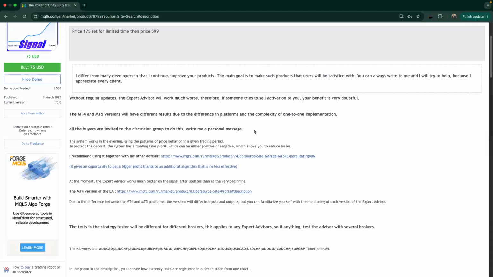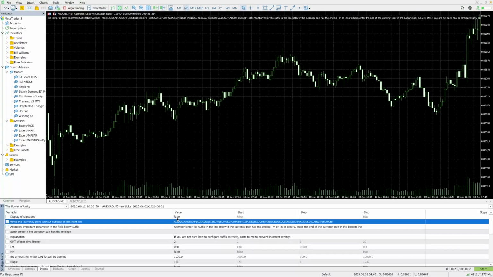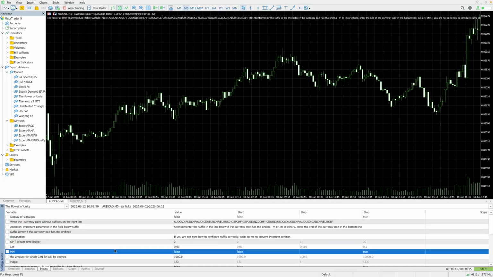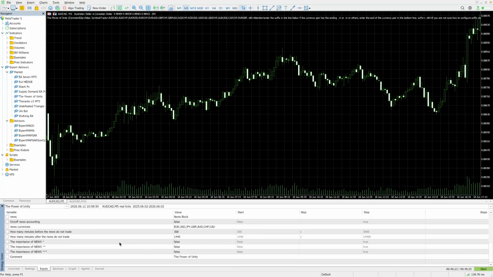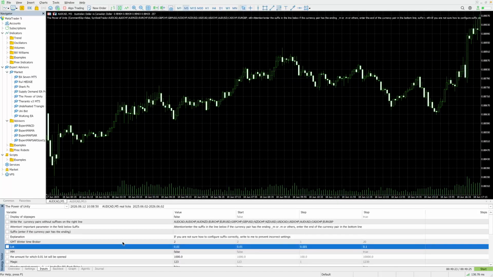But that's all from the developer, and let's talk about the key settings and the key features. We have a broad pair list for diversification, which you must actually put into consideration and write out like this. They have the news block with customizable pause times. They have lot sizing options. They have swap handling. They also have suffix support for different brokers, and it highlights risk controls and the power of trading multiple pairs together for smoother equity growth.